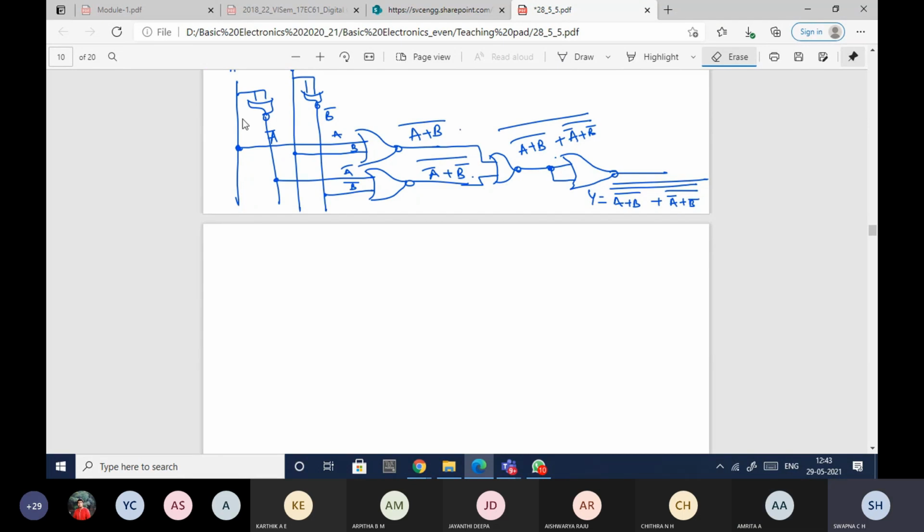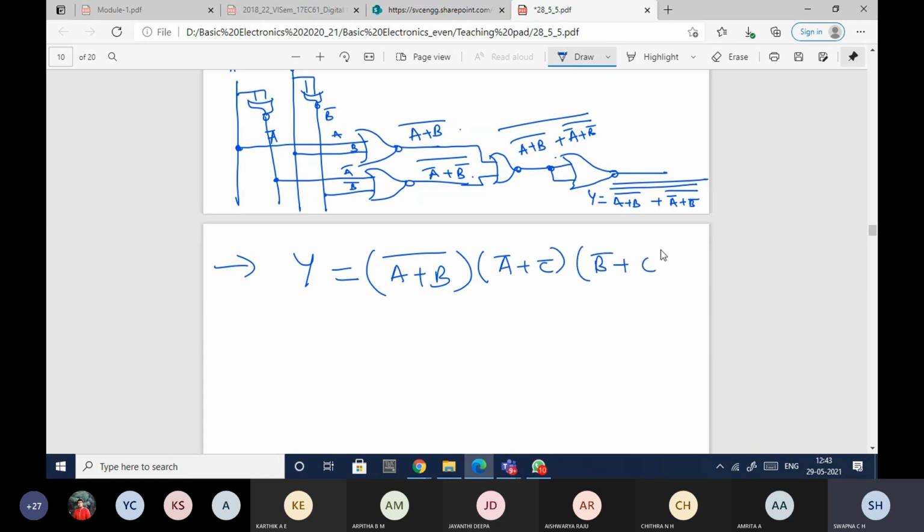Okay, fine. Now take the question: simplify and implement using NOR gate. So y is equal to A plus B bar into A bar plus C bar into B bar plus C. You have to simplify also and you need to implement also. Can you people simplify this expression quickly? Okay, fine, I'll do it for you. You people try on your own.